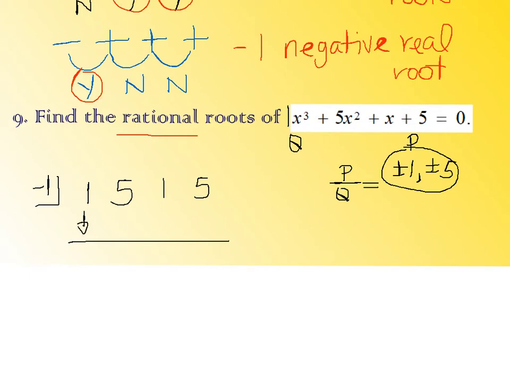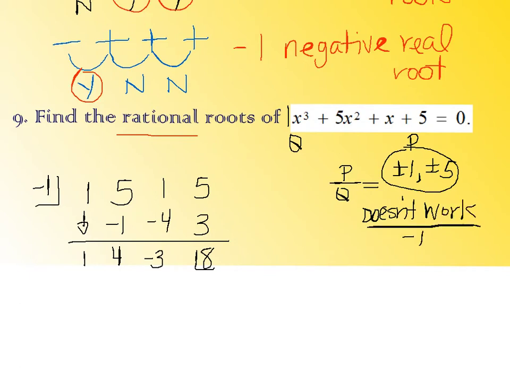So my first one, it comes down, negative 1 times 1, negative 1. I add it up, and I get 4. I multiply, I get negative 4. I add, I get negative 3. I multiply, I get 3. I add, and I get 8. So in my does not work column, doesn't work. I'm going to put over here negative 1, so I don't forget that did not work.